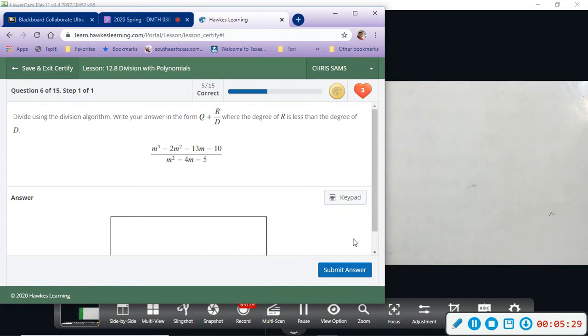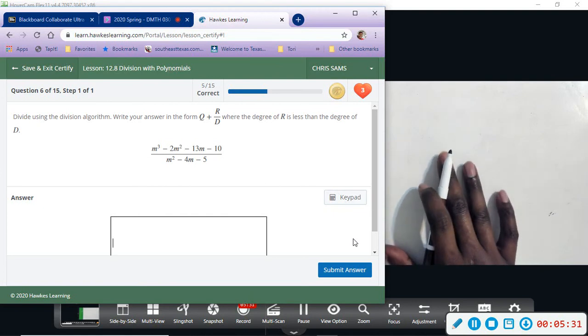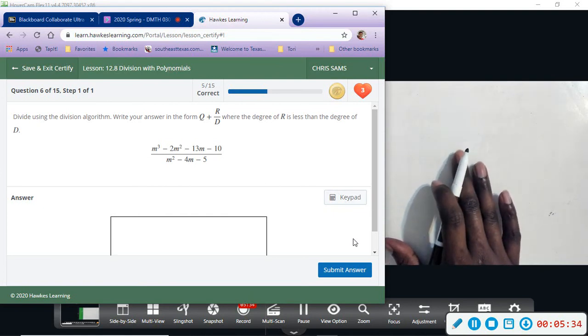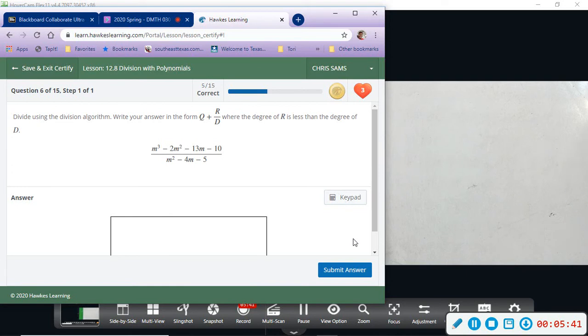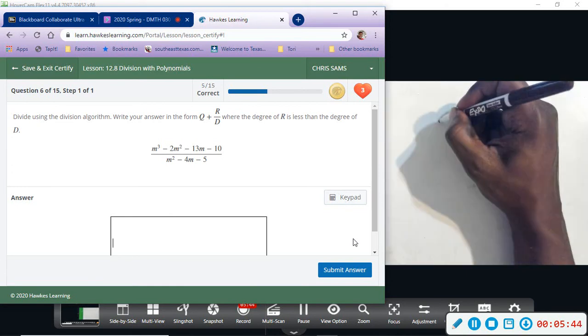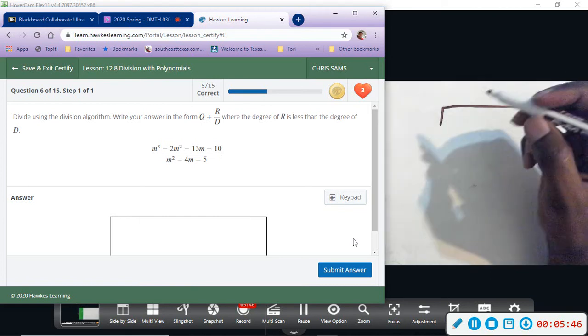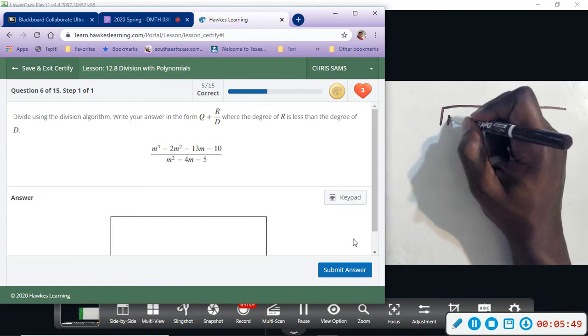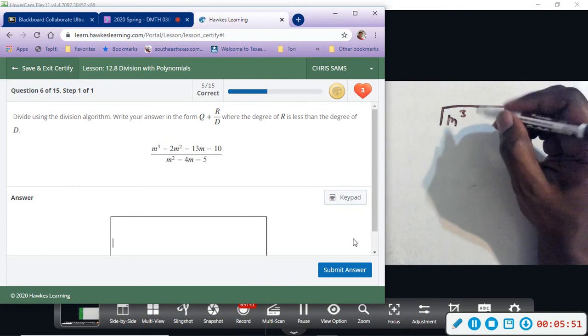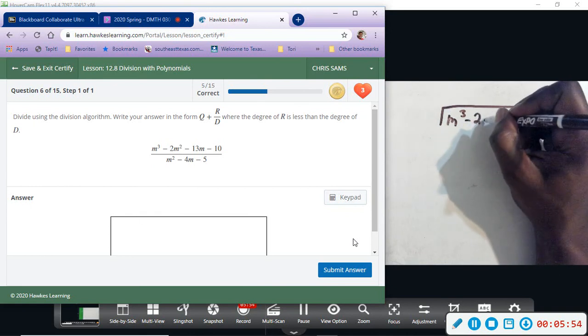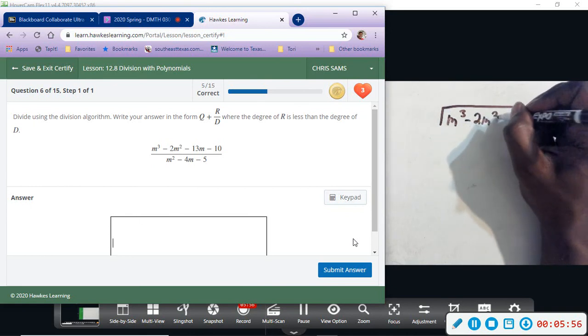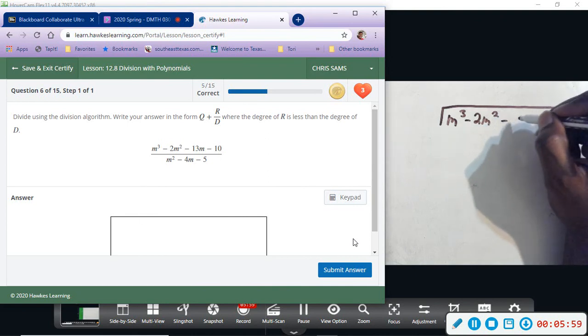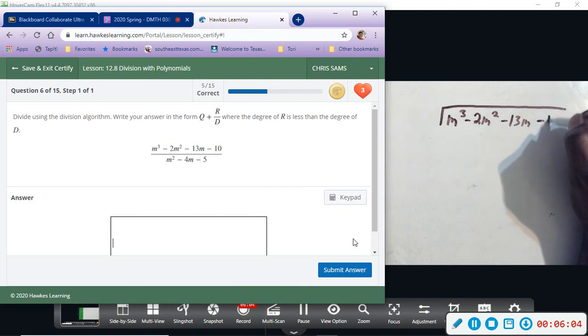Okay, so anytime we have a power greater than 1 in the bottom, so you see how we have m squared and then minus 4m. So this time we're going to do long. Those are going to be best done with long division. So top part's going to go in. We have m to the third minus 2m squared minus 13m and then minus 10. Okay, so not missing anything.